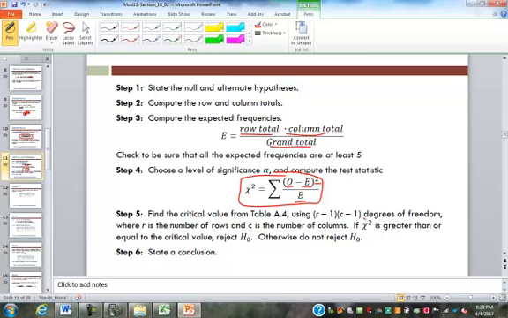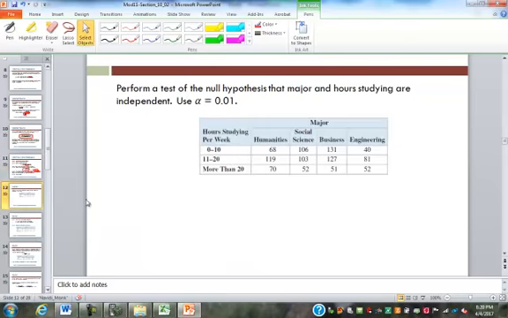For the critical value, we need the degrees of freedom. The degrees of freedom is the number of rows minus 1 times the number of columns minus 1. This had 3 rows and 4 columns. So 3 minus 1 is 2, 4 minus 1 is 3, and 2 times 3 is 6. This should be 6 degrees of freedom here. And then just like with the goodness of fit, if our test statistic is greater than or equal to the critical value, we would reject H0. Otherwise, we would fail to reject it.